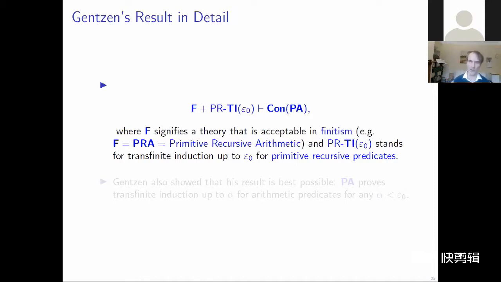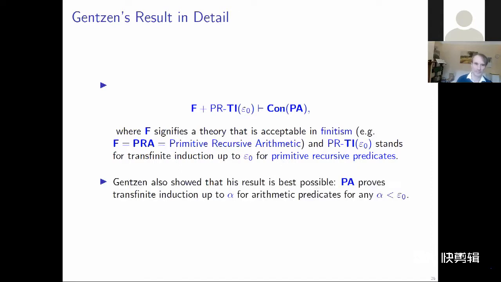Moreover, Gentzen also showed that you cannot get it cheaper. You really need this transfinite induction up to epsilon 0.